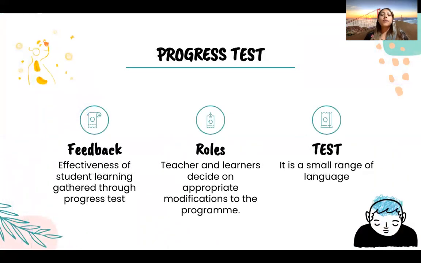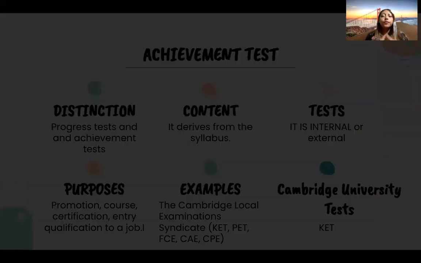About progress tests, we are going to consider the feedback, roles, and tests. Feedback, because it is focused on the effectiveness of student learning, which is guaranteed through progress tests. And the roles: there are two, the teacher and learners, who decide on appropriate modifications to the program. And the test is a small range of language.